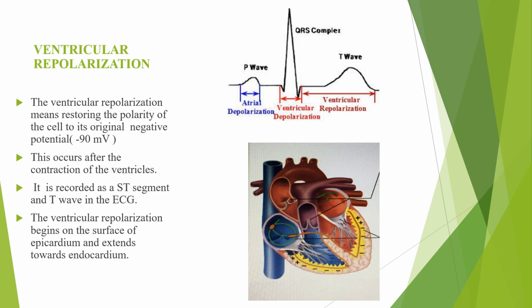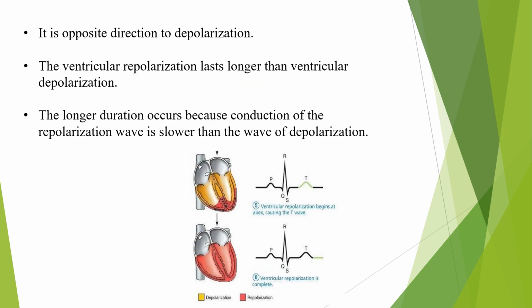Ventricular repolarization. Ventricular repolarization means restoring the polarity of the cell to its original negative potential. This occurs after the contraction of the ventricles. It is recorded as the ST segment and T wave in the ECG. Ventricular repolarization begins on the surface of the epicardium and extends towards the endocardium. Ventricular repolarization occurs in the opposite direction to ventricular depolarization.